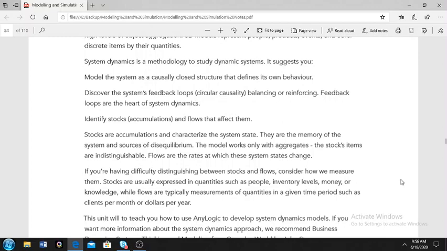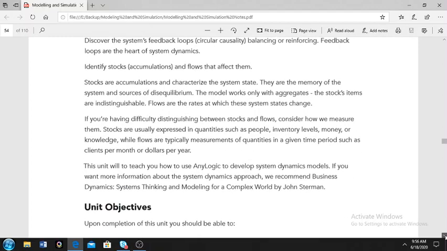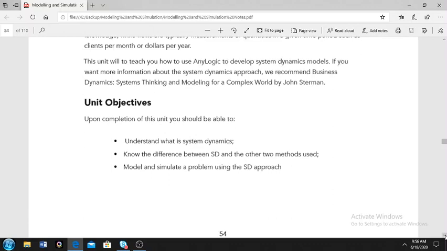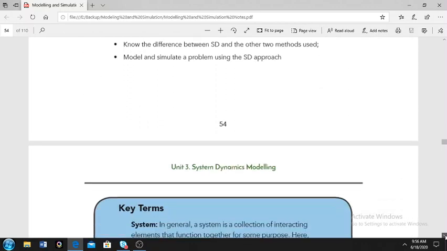So the rest of the text, we are not going to spend time reading it. Now, what are the objectives of this unit? Upon completion of this unit, you should be able to understand what system dynamics is, know the difference between system dynamics and the other two methods, and model and simulate a problem using a system dynamics approach.